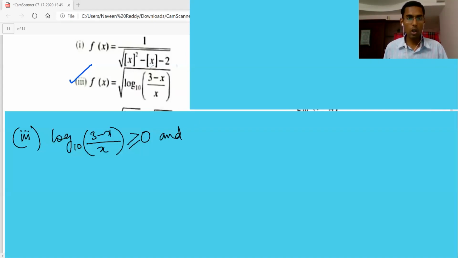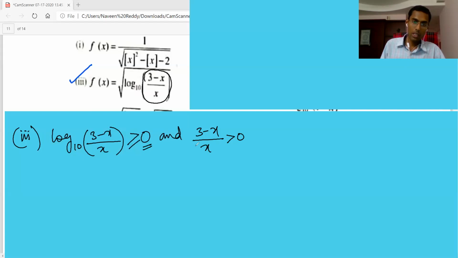here log of (3 minus x) by x is there. So whatever is there inside log, this must be greater than 0. And the whole function is there under root, so whatever is there under root, that must be greater than or equal to 0.